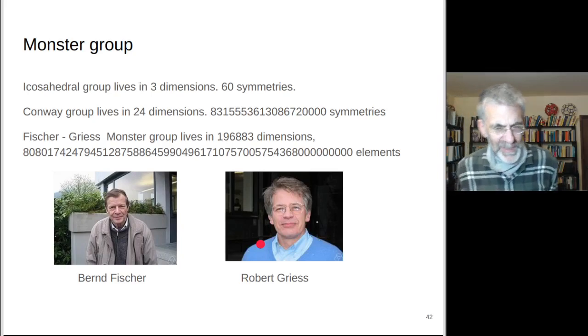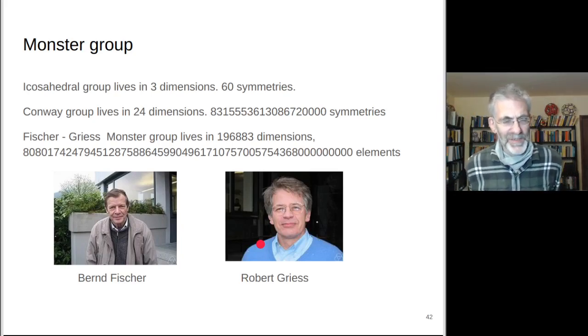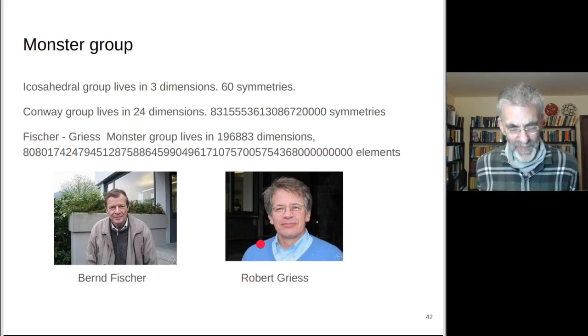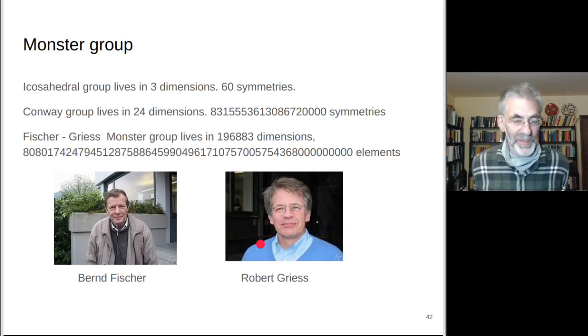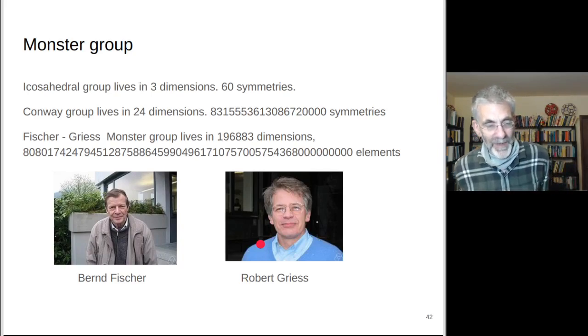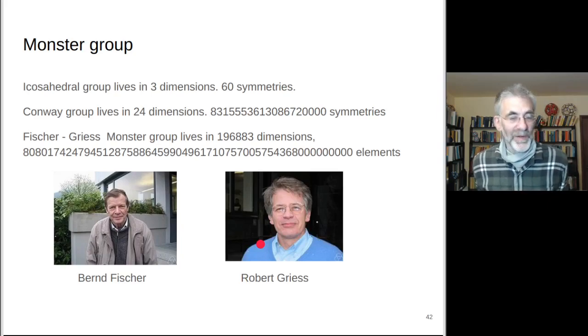which absolutely stunned everybody. I mean, I was sort of in Cambridge with John Conway when Robert Griess came out with this construction. John Conway told me that everyone doing group theory at Cambridge was completely flabbergasted by his construction.